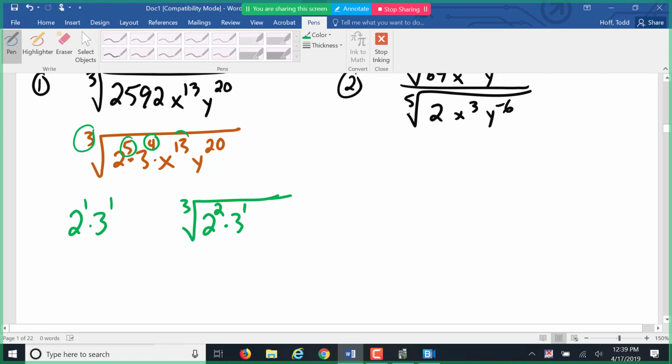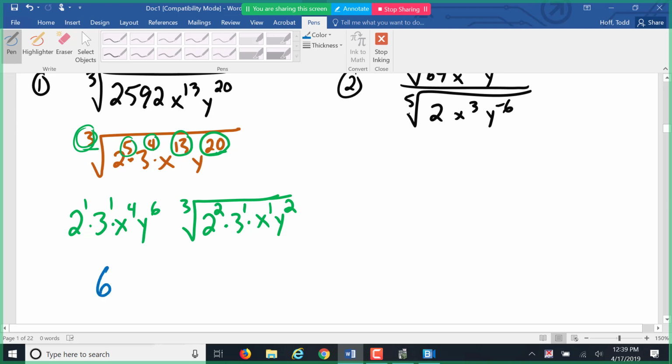X to the 13. What is 13 divided by 3? 4. So x to the 4th comes outside the radical. How much is left over? 1. So x to the 1 stays inside. For y to the 20th, we take the power of 20 divided by 3, which is 6. And what's the remainder? 2.